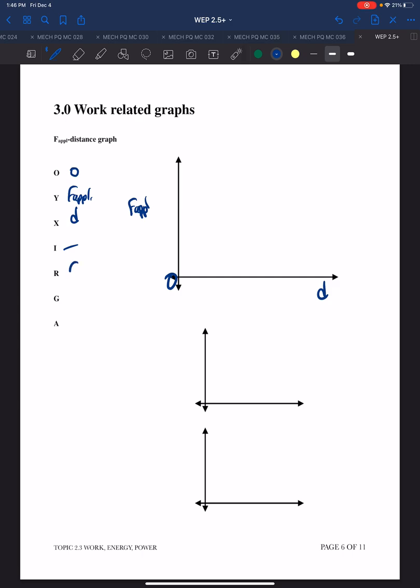And what we can read is force and distance. The slope is delta F over delta D, which has units of newtons per meter. That's not any quantity that we recognize right off the bat, but newtons per meter is the units of that. And then the area is force times distance, which is newton meters, and that is the work. So what we can see is the area of a force distance graph gives us the work.